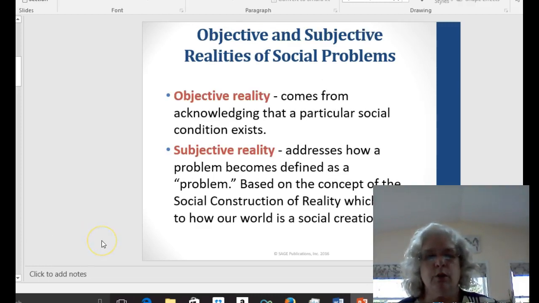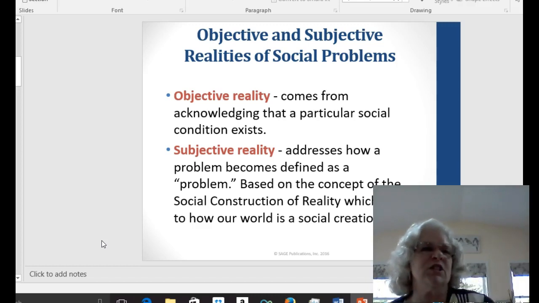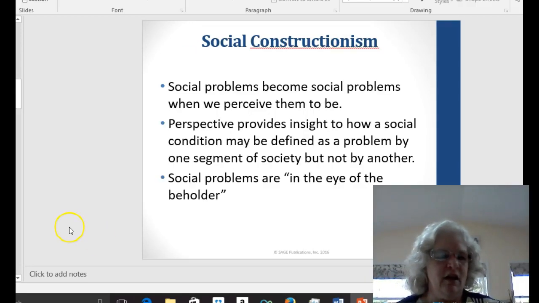We look at the objective realities, coming from the knowledge that a particular social condition exists, and the subjective, how those affect our society. So the subjective addresses how the problem is defined as a problem, and it's based on the concept of the social construct of reality. And you're going to hear that term over and over, the social construct. Gender is a social construct. Race is a social construct. It's made up by society, the definition that comes into place.